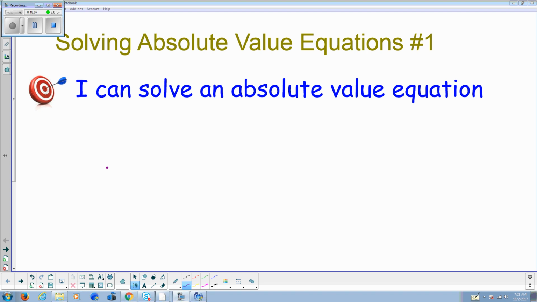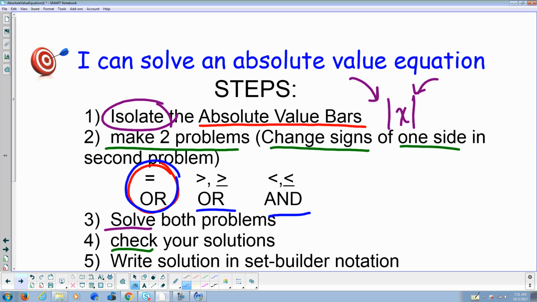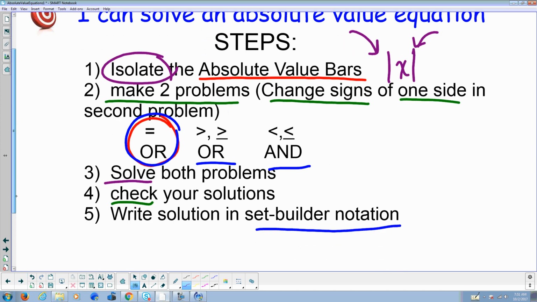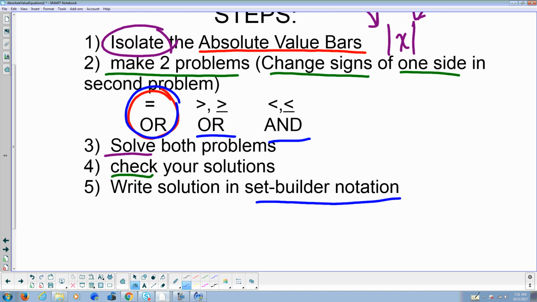So I hope that this video helps you with our first learning target in this unit. I can solve an absolute value equation. We'll be doing this for a few days, and it's very important that you follow the steps that I gave you in these problems. Step 1, isolate. Step 2, you make 2 problems. Step 3, we solve. Step 4, check.